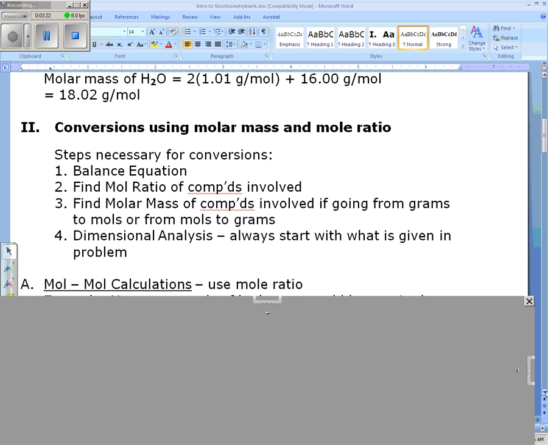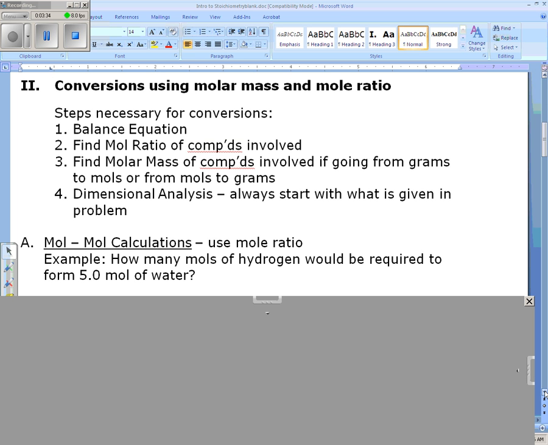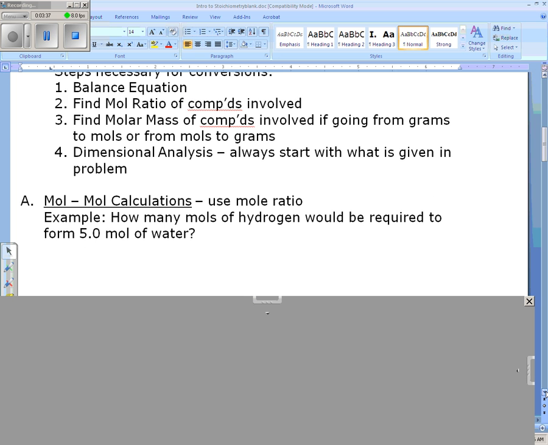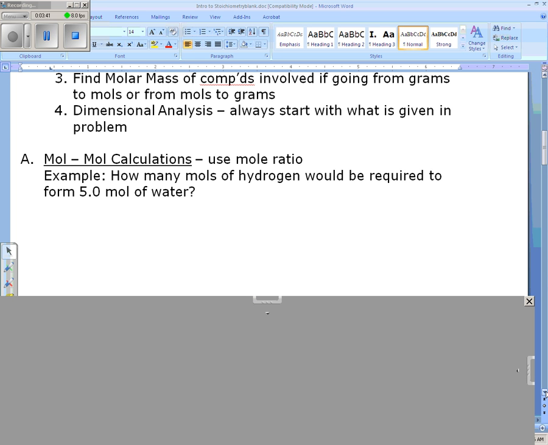Okay, so let's start working with some of these problems. The first problem we're going to look at is a mole-mole calculation. We're going to use mole ratio in this one. We're going to go from moles of one compound to moles of another. So here's our example problem. And we'll get this up here so that I can work some. All right. Now, it would come with a chemical equation, which is the formation of water. I told you that's the one I'm going to use for all of my examples.